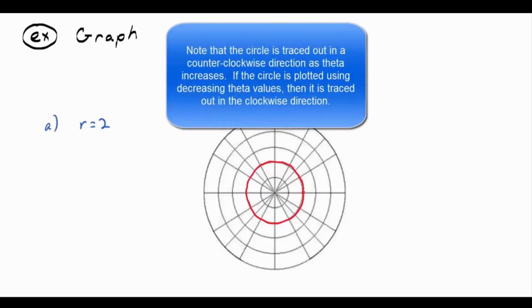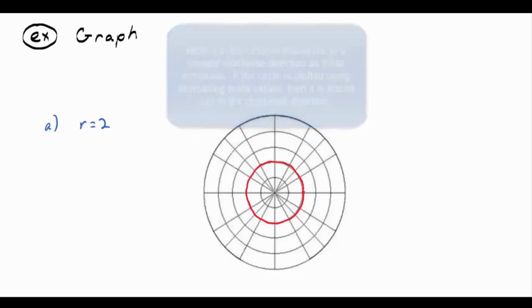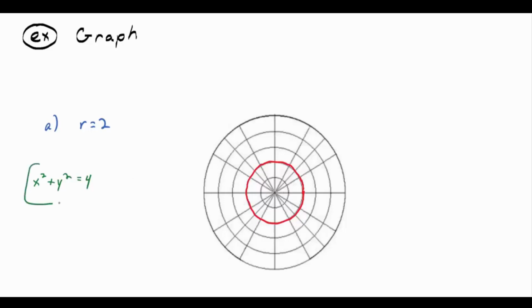What's the analogous equation in rectangular coordinates to r equals 2? If you needed to, you could square both sides. You get r squared equals 4, but r squared is really x squared plus y squared, so x squared plus y squared equals 4, right? Now this is a circle centered at 0, 0 with radius 2, and so is this one, right?